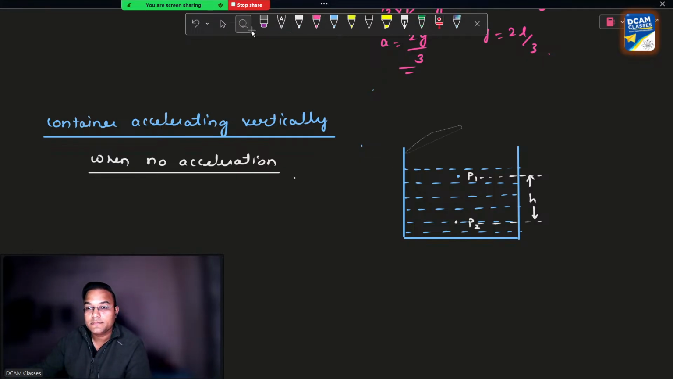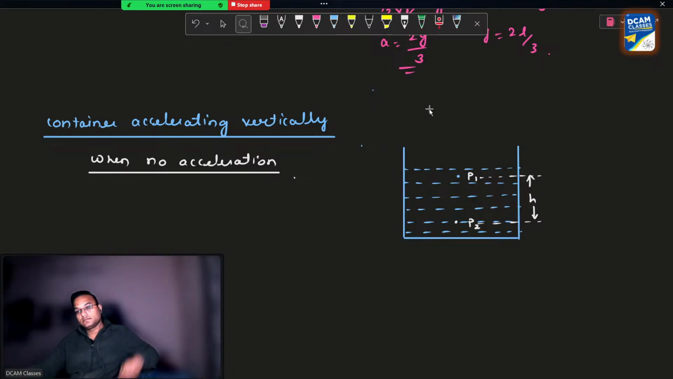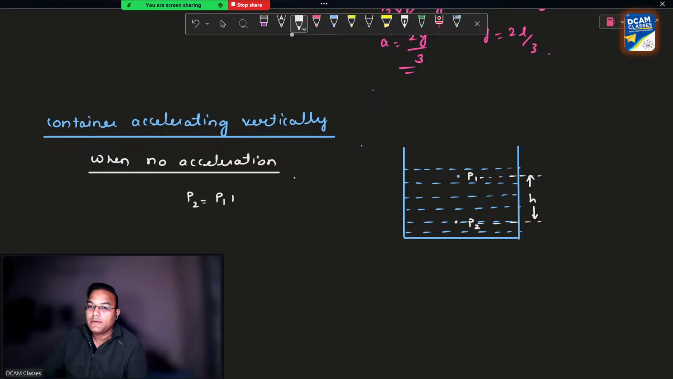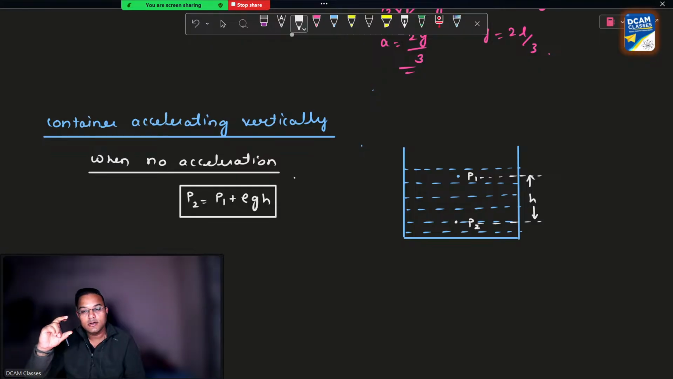So let me copy this. When no acceleration is there, in that case we know P2 is equal to P1 plus rho gh is the condition, right? You know this one already. But do you remember how we got this one, Haripriya? Yes, sir. We have taken a container of the liquid and then made it to be in equilibrium. So we made the total forces equal to 0.